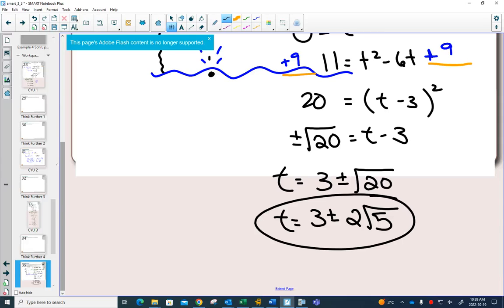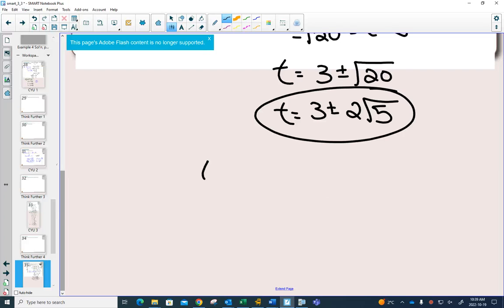Oh, but it does say write your answer to the nearest tenth of a second. So we do have to put these into our calculator. And there's 2 of them. We have 3 plus 2 root 5. So I'll try that one first. That gives me 7.47. The question said to the nearest tenth. 7.5. What's our units? Does it say? In seconds. So we add our units. And the other one, we have 3 minus 2 root 5, which gives us negative 1.5 seconds.